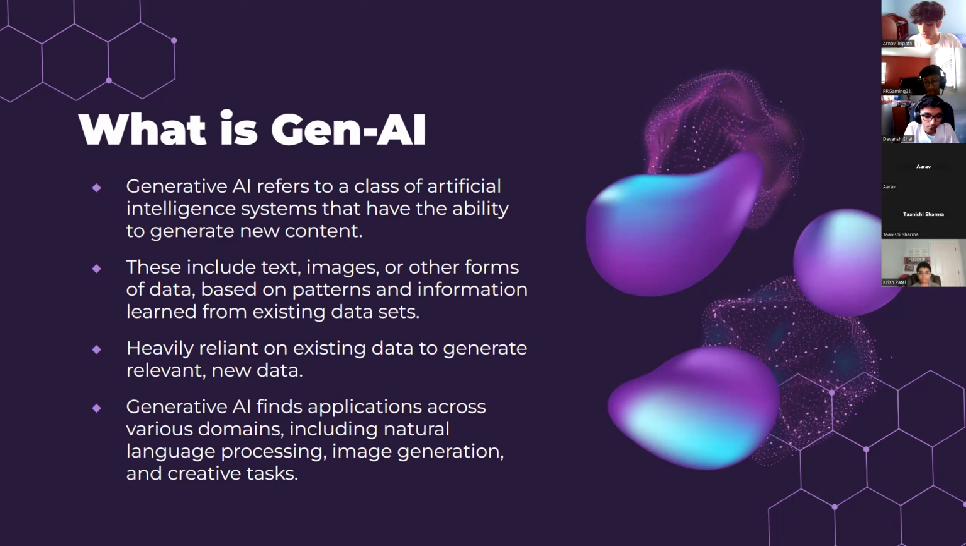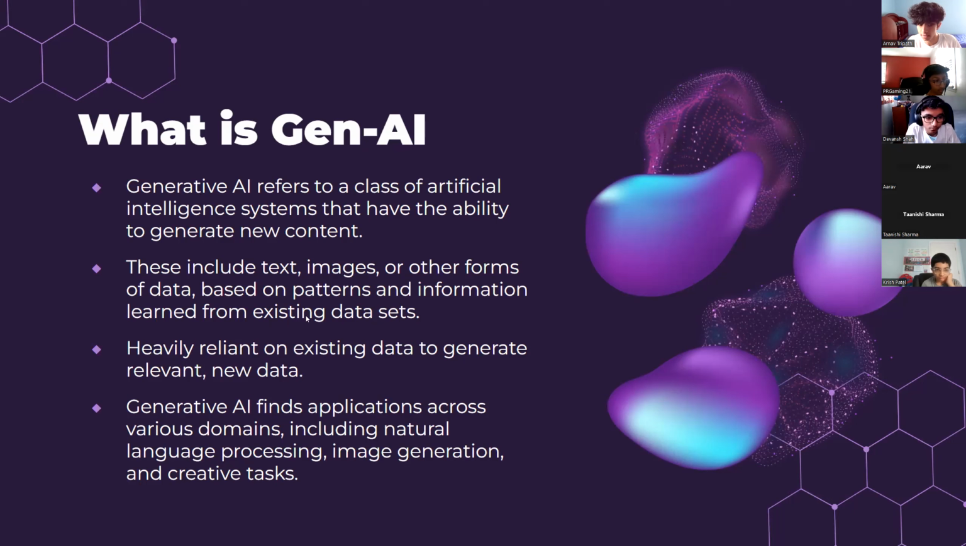Now, the content that Gen AI creates isn't perfected yet. So it can create things that are inaccurate. It can have errors, which is why it's important to always check what the AI is generating. So the key thing is that generative AI isn't perfected yet, but it does have the ability to generate new content based on what it's already given. And this content can be in the form of text, images, or other forms. And it's based on patterns and information learned from existing data sets.